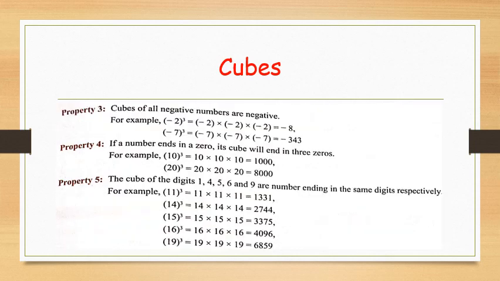Property number 3: cubes of all negative numbers are negative. As we already saw in the first one, during the definition of cube, we found the cube of negative numbers when we multiply negative numbers. As we already learned in the previous class, in integers, class 7, if we have n negative numbers multiplied, and if n is odd, then the result is always negative.